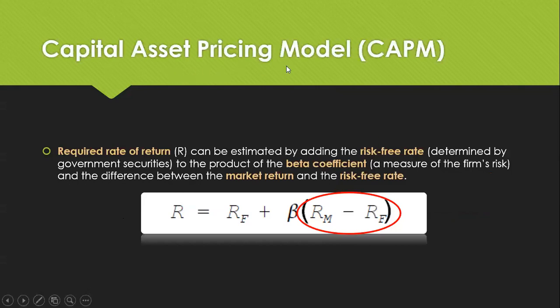So what is then the exact or the complete formula under CAPM, or the capital asset pricing model? This is our complete formula. So required rate of return can be estimated by adding the risk-free rate as determined by government securities.